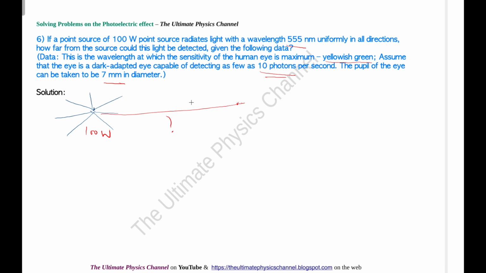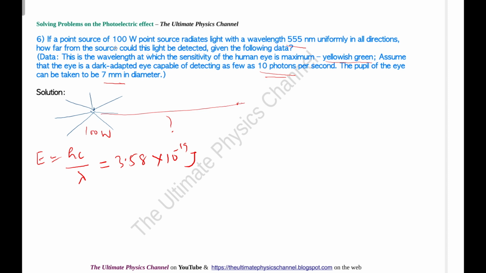from a point source that is only 100 watt, and the wavelength is given as 555 nanometer. So for a 555 nanometer wavelength, what is the energy of each photon? E is equal to hc over lambda. And for 555, if I substitute the values, I would get about 3.58 into 10 power minus 19 joule. That's what I would get.